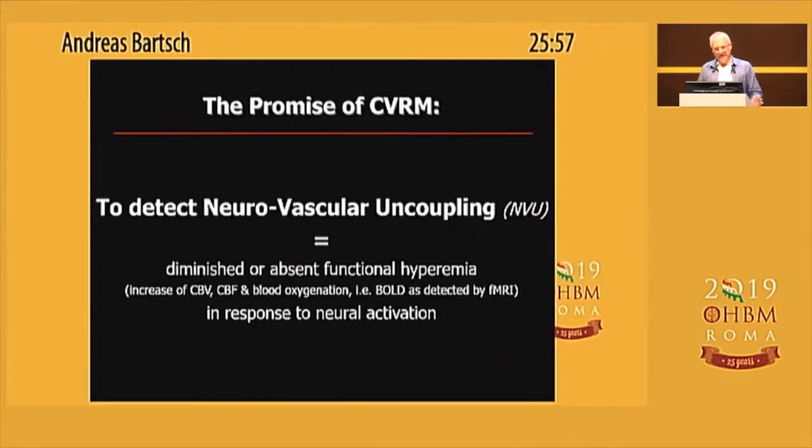The promise of cerebrovascular reactivity mapping is to detect neurovascular uncoupling, which is a diminished or absent functional hyperemia in response to some neural activation. And the hyperemia manifests itself as an increase of CBF, CBV, blood oxygenation, such as BOLD, detected by fMRI. So that's the promise.